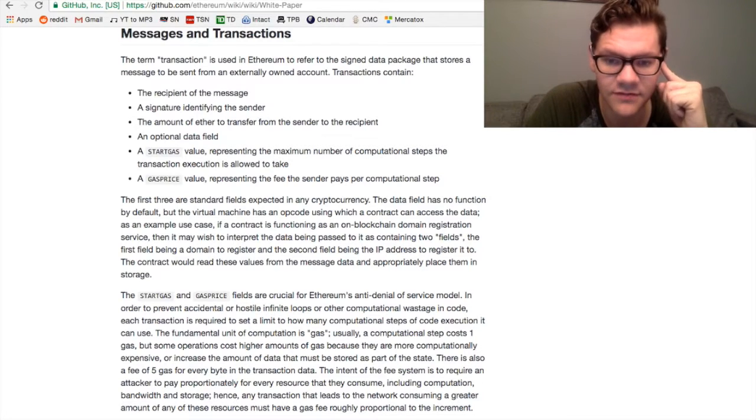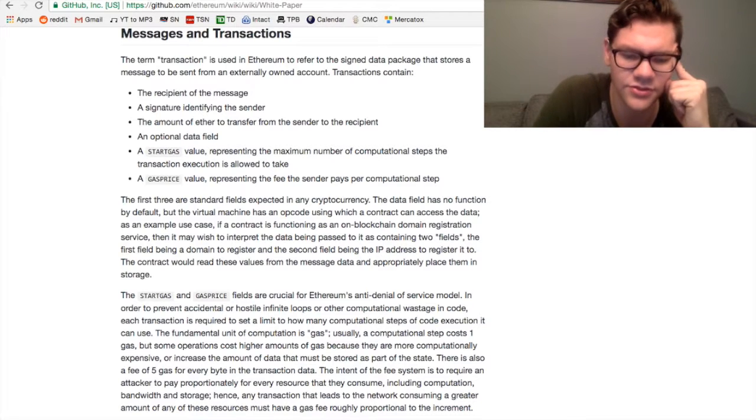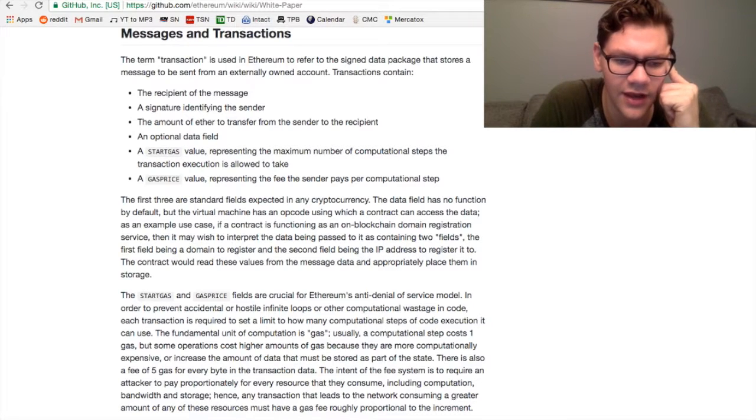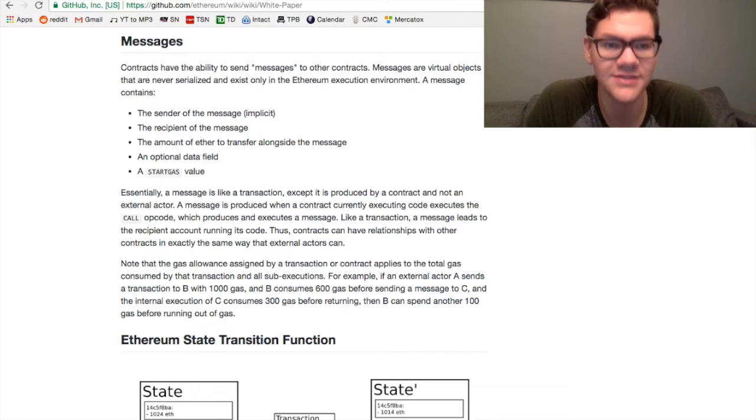The intent of the fee system is to require an attacker to pay proportionally for every resource that they consume, including computation, bandwidth, and storage. Hence, any transaction that leads to the network consuming a greater amount of any of these resources must have a gas fee roughly proportional to the increment. Messages.